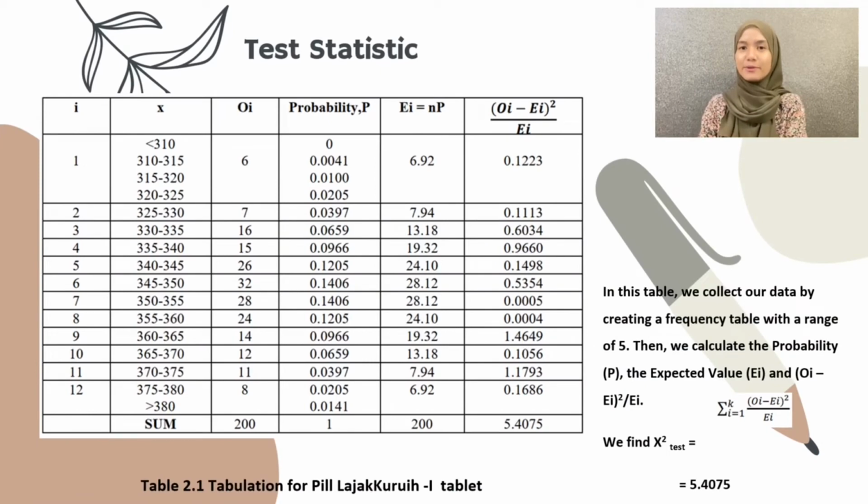Next, Table 2.1 shows the tabulation data for Peel Lajak Kuroy Eye tablet. In this table, we collect our data by creating a frequency table with a range of 5. Then, we calculate the probability P, the expected value Ei, and (Oi minus Ei) squared over Ei. And we find the X2 test equals 5.4075 from the calculation in the table.